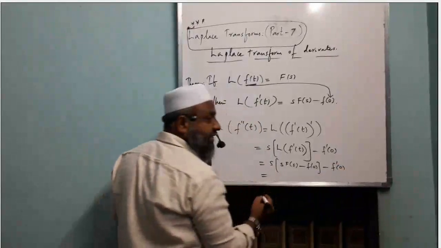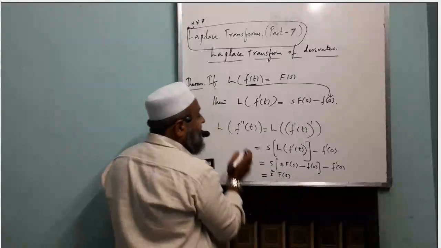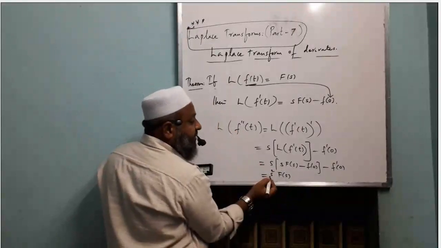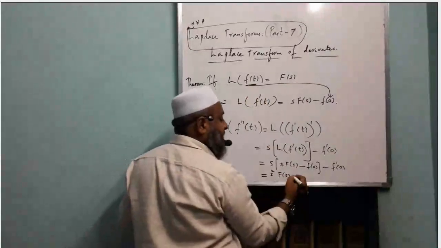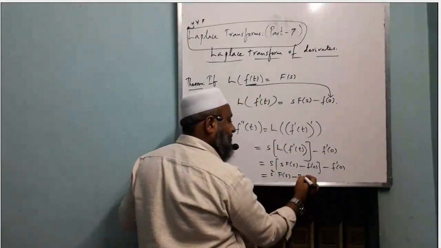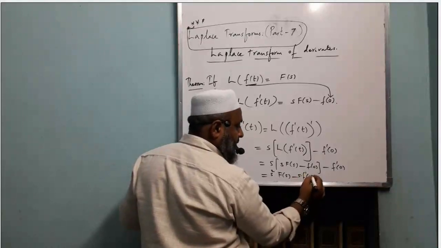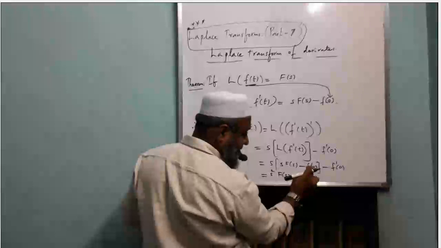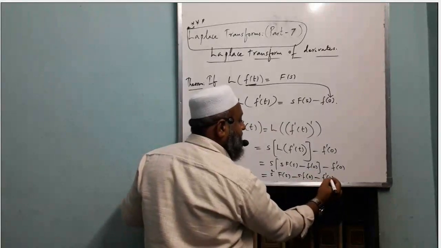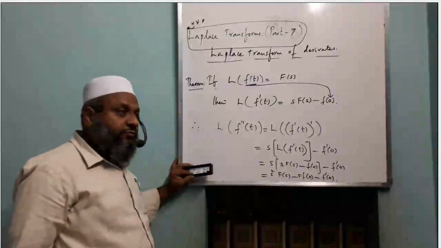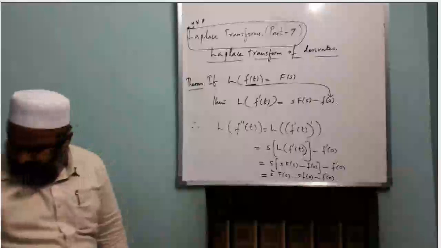On simplification it is s square into F of s. That is, for the second derivative you multiply s square with the transform of this original function, this basic function, minus s times f of 0, minus f dash of 0. Okay, you can take the screenshot for this one.